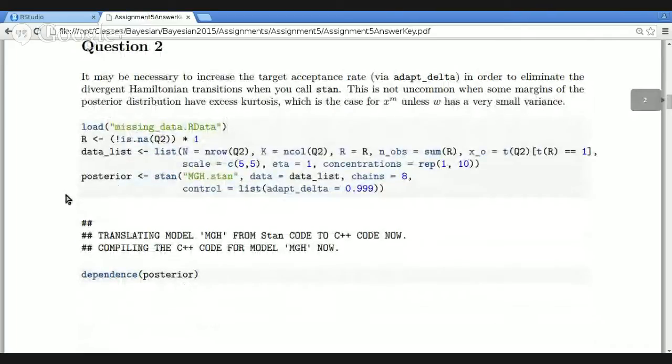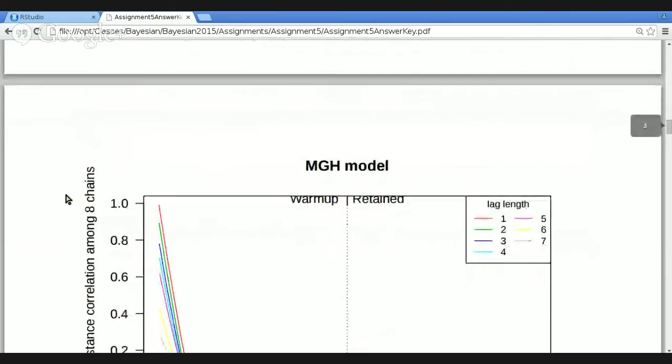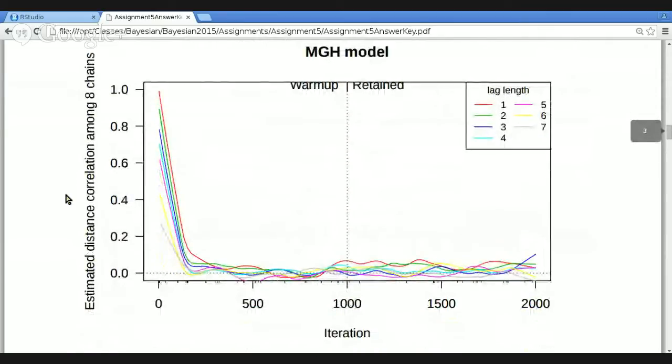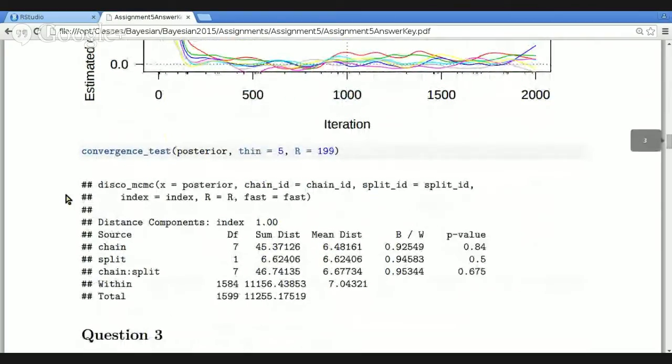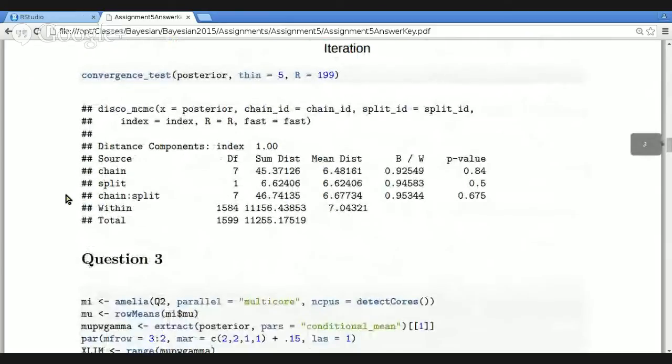In my case, it was necessary to increase the target acceptance rate in order to get rid of most of the divergent Hamiltonian transitions. Your data set was random, and so it may or may not have exhibited that problem to the same extent, but I got a dependence plot that looks like this, which is pretty much what we want it to look like. Certainly for a lag of like 4 or 5, it seems as if that dependence is close to 0 throughout the whole post warm-up period.